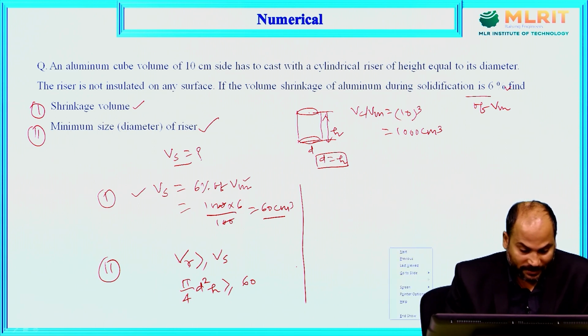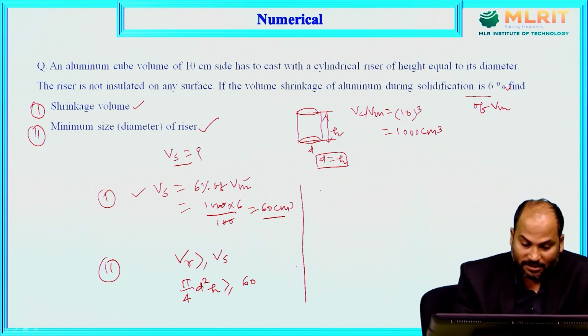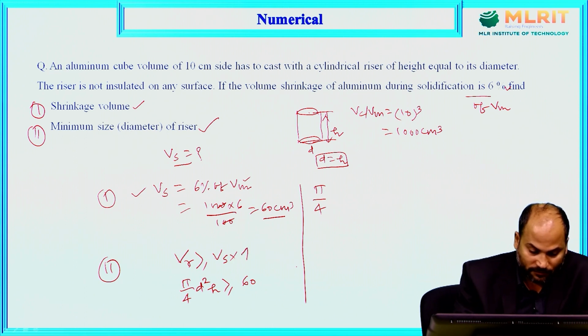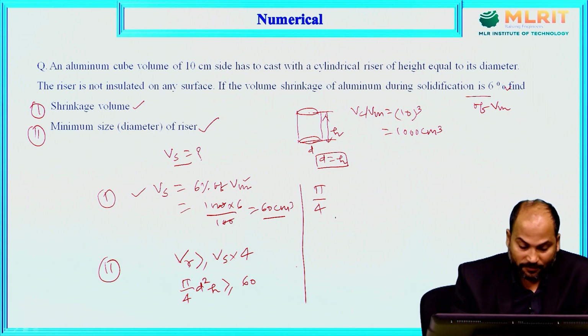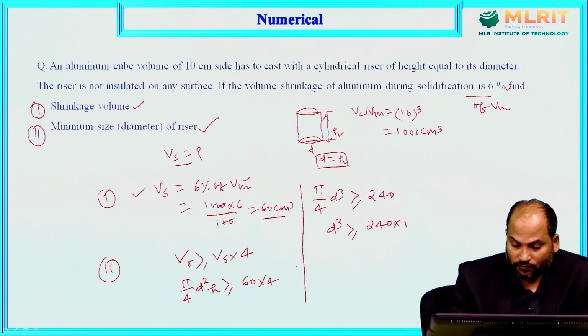If you are writing this, h and d are the same, so we can write pi upon 4, sorry, this is actually 4 times this shrinkage volume. So pi upon 4, and for h we will write d, so it will become d cube, which should be greater than or equal to 60 into 4, which means 240. So from here we can write d cube is greater than or equal to 240 into 4 upon pi, and this is to the power 1/3.